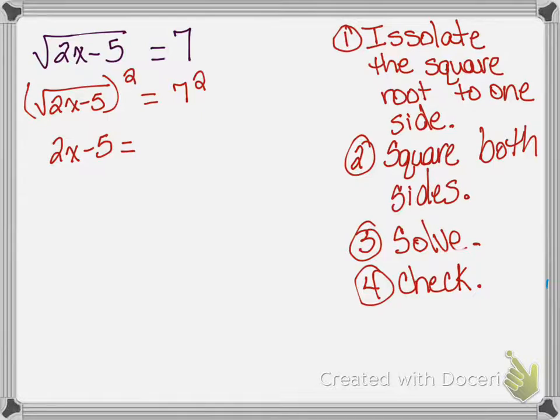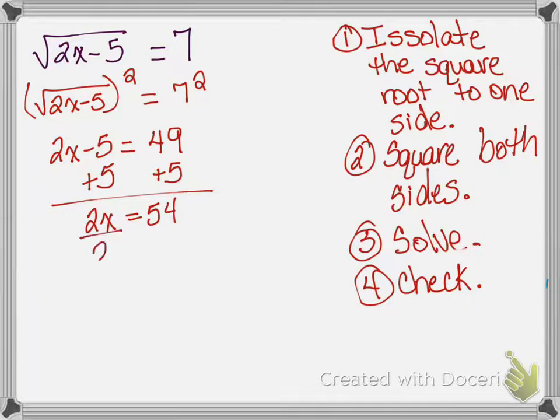Okay? What is 7 squared? 49. Okay, now I solve. So I'm going to add 5 to both sides. I get 2x equals 54. I divide by 2. And I get x is 27.